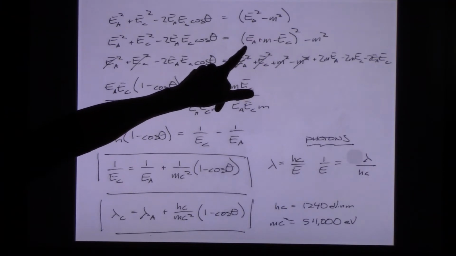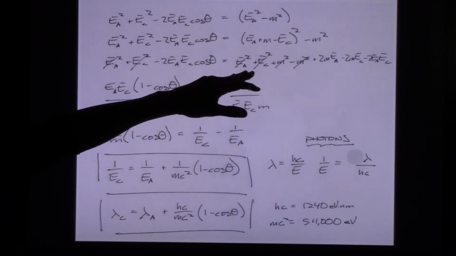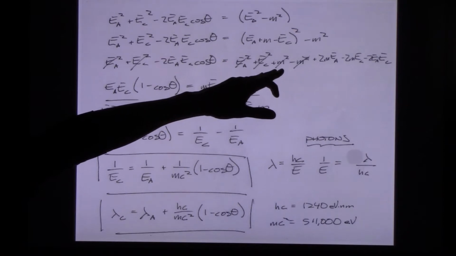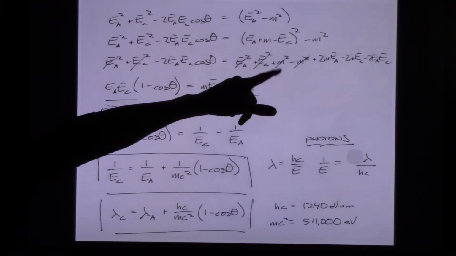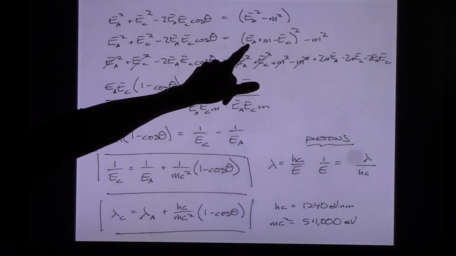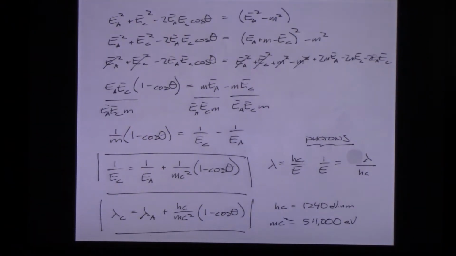Now, I multiplied this out. There's a lot of stuff in there, right? Because it's 3 terms and it's squared. EA squared, EC squared, there's a plus M squared. Now there's a minus M squared, so I got rid of that. And then there are all these cross terms: 2MEA, 2MEC, 2EAEC. Now, the EA squared and the EC squared, all the squared terms canceled. When I was deriving this equation, I was thinking, oh no, it's going to be a quadratic, it's going to be a mess. But all the squared terms went away. So that means the formula probably is not going to be too difficult.